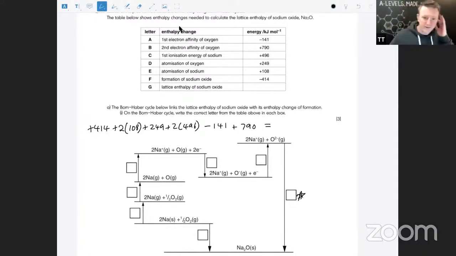Got another 30 seconds. Ibrahim, I don't think it's a thing. I'll check it out, but I don't think this endothermic Born-Haber cycle, never heard of it.